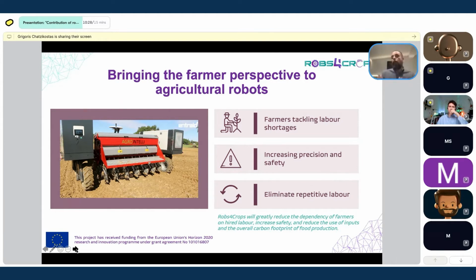But also, precision and safety of the workers was an important aspect. And at the end, another important non-technological but very human challenge is: how can we eliminate repetitive, harsh, boring work? How can we make sure that the people on the farm are doing the interesting part of the jobs? How can we make sure that the farmer can really have the time and the information to make decisions?